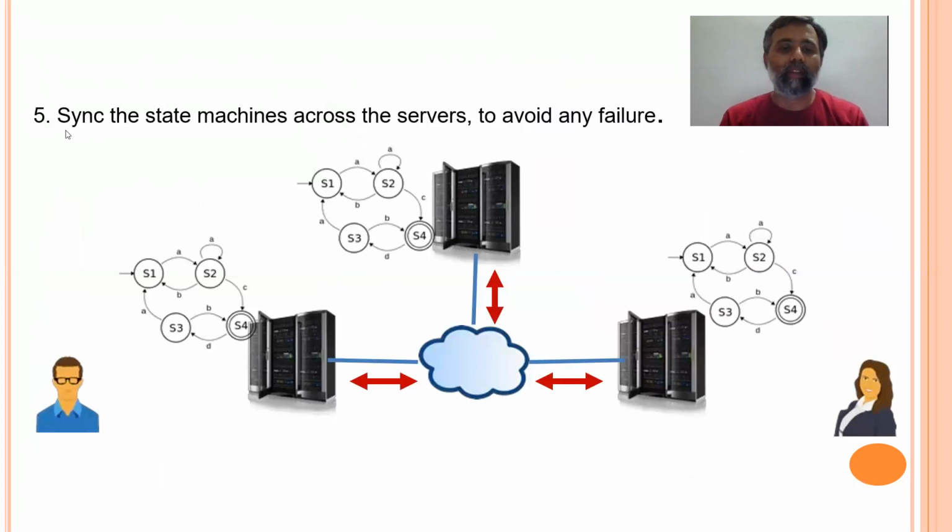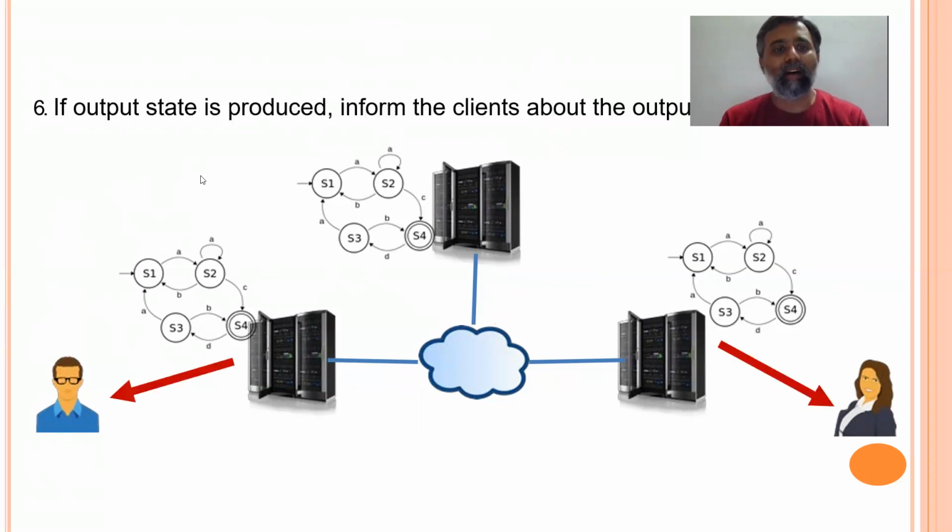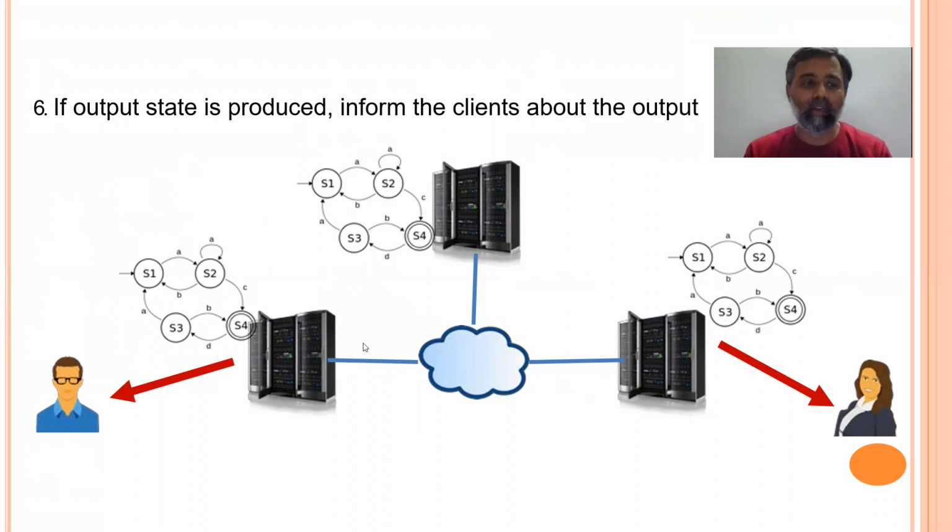And next step, synchronize the state machine across the servers to avoid any failure. After execution, it will be synchronized again so that all the servers will be in the same state. And the output produced by this execution will be informed to the client who made the request.